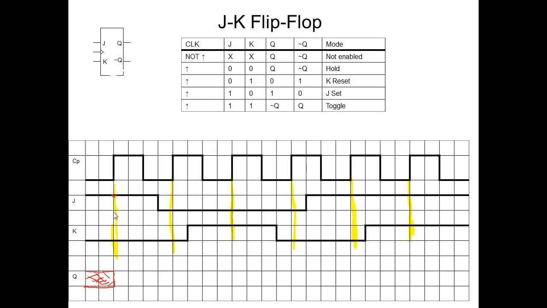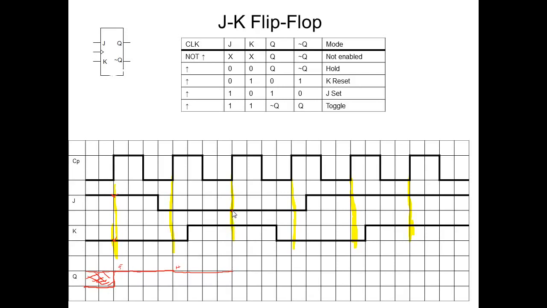Now here we're going to look right at that instant right there. So J is high, K is low. That's a set. We're going to say set all the way over to there. Now we've got two lows, so that's going to hold. So this is because of J. This is going to hold.